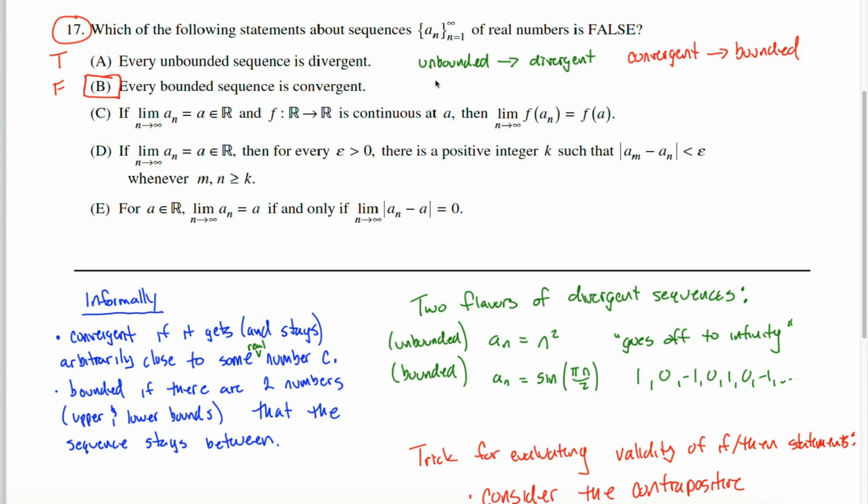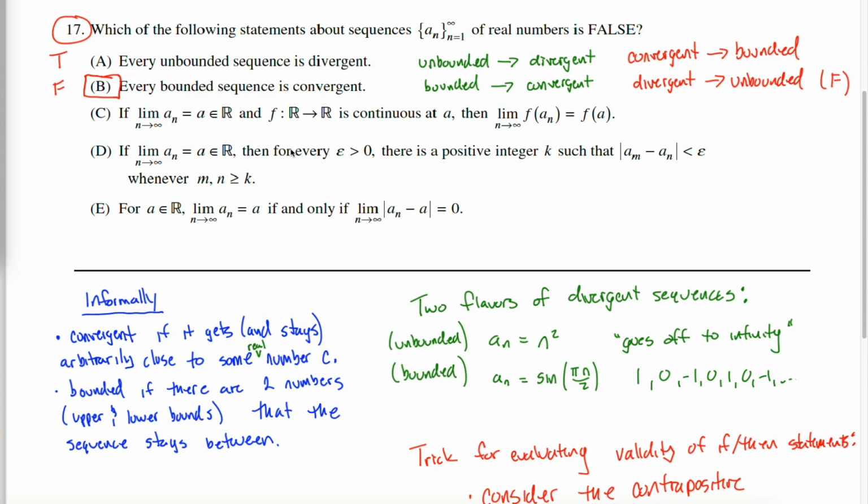Again, if you struggled evaluating this, what's it say? Bounded implies convergent. You could rewrite it as not convergent, in other words, divergent, implies unbounded. And maybe it's easier for you to see that that is clearly false. Right? There's two flavors of divergent sequences, the unbounded type and the bounded type. This is false. This is equivalent to this. So this is false. Because it's false, B is the answer.